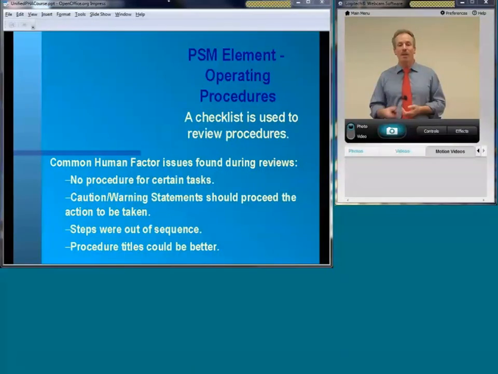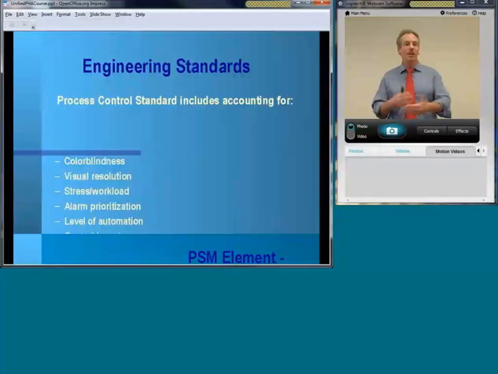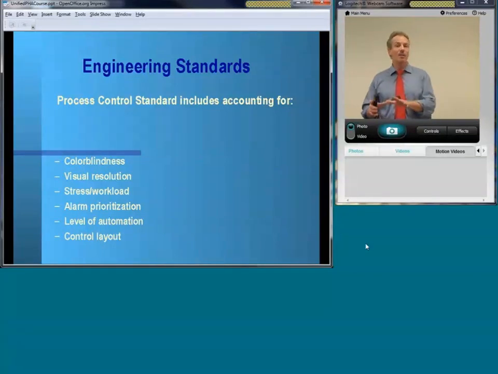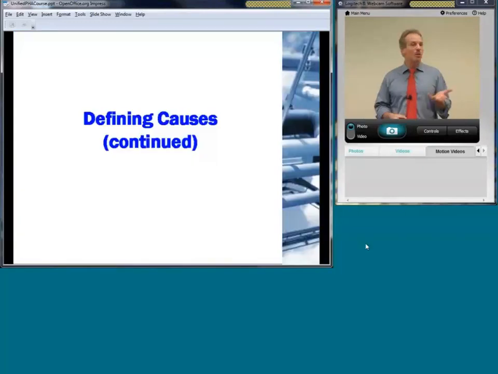Other engineering standards that you need to be thinking about with respect to human factors: color blindness, visual resolution, stress and workload, which we talked about already, alarm prioritization, which we talked about, automation, and also control layouts. All these things are important when you're trying to either take credit for operator action to mitigate an event, or you're trying to take credit for the operator doing their job to prevent the event from occurring in the first place. So that pretty much covers the kind of things you'd want to look at for human error and human factors. What sort of things do you need to look at for control systems?